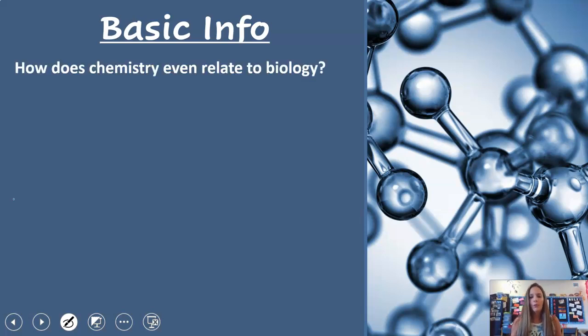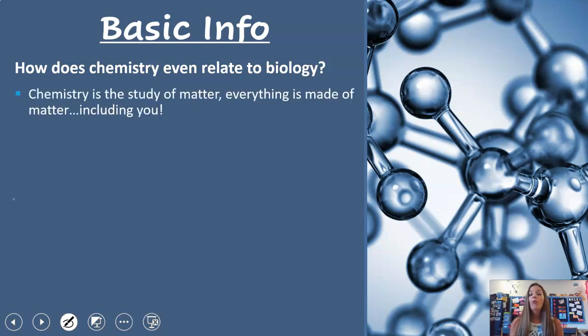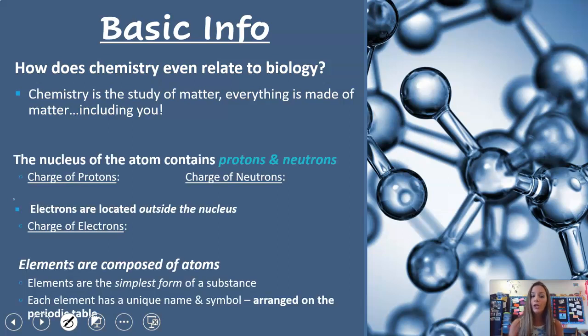So first of all, you may be wondering, wait a minute, this is biology. How does chemistry even relate to biology? Well, chemistry is the study of matter, and everything's made of matter, including you. The nucleus of an atom, which makes up matter, contains protons and neutrons. So a quick refresher: protons are positive, neutrons, we're just going to do 0 for neutral. Electrons then are located outside of the nucleus, and if you remember, electrons are negative.